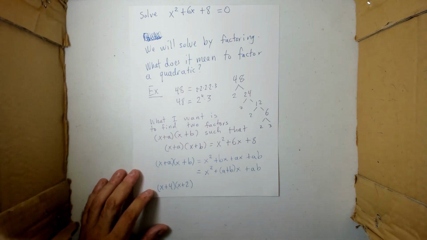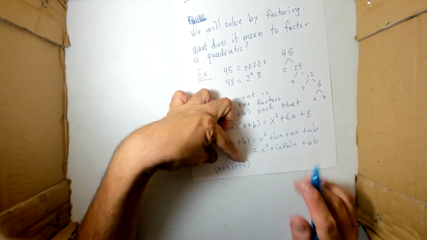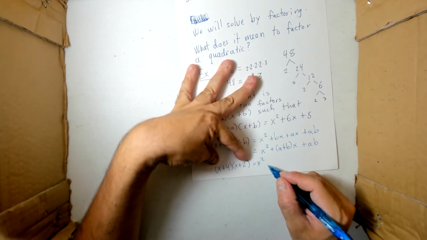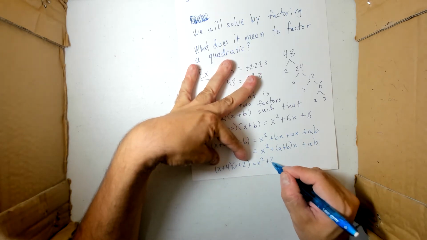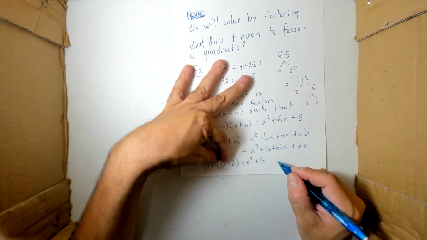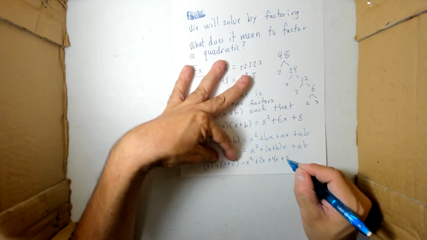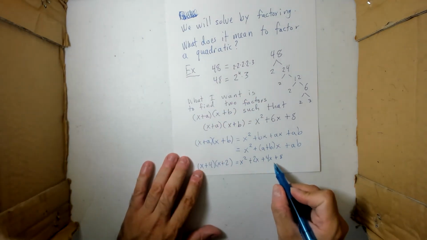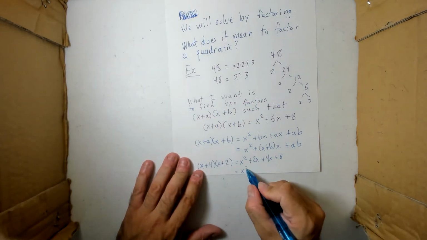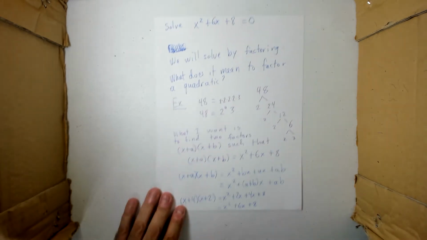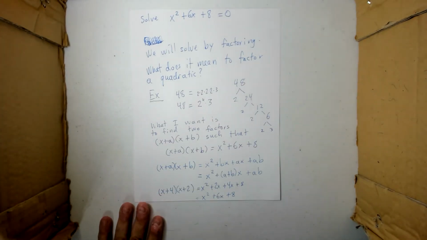then basically I will have x times x, which is x squared. I will have x times 2, which is plus 2x. I will have 4 times x, which is plus 4x. And I will have 4 times 2, which is plus 8. And then when I combine these two like terms, I get x squared plus 6x plus 8. I have factored it.